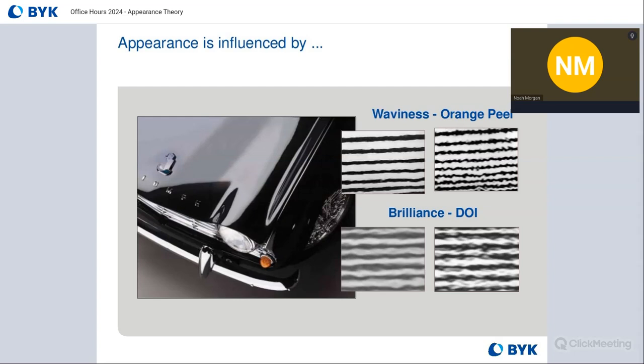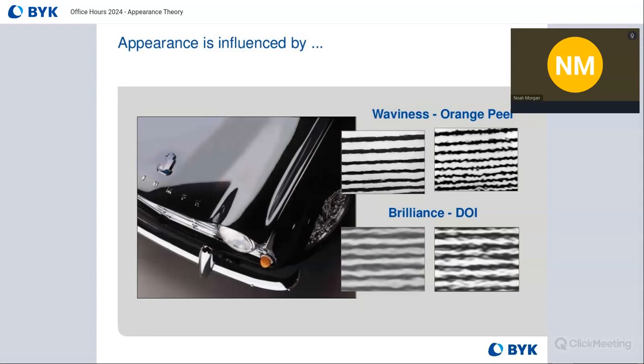So to get started, what is appearance and what influences appearance? Appearance is influenced by several different factors, one being orange peel, which is essentially when the surface has the appearance of the surface of an orange. It's pretty self-explanatory, and we can see that in that top example, that right example specifically, where it appears very wavy.